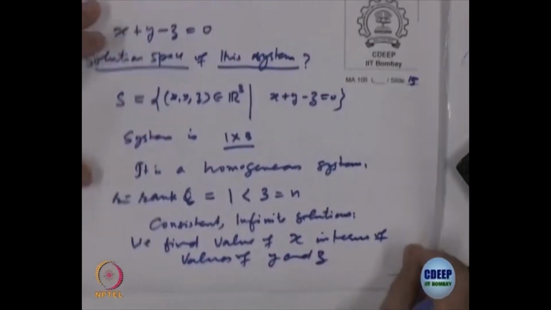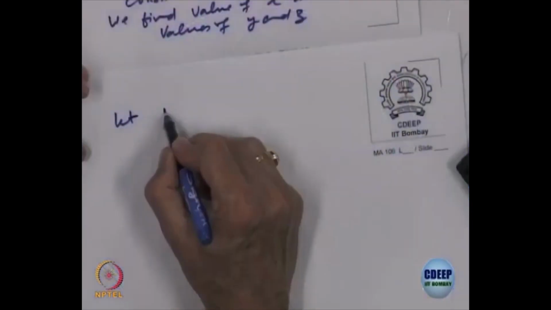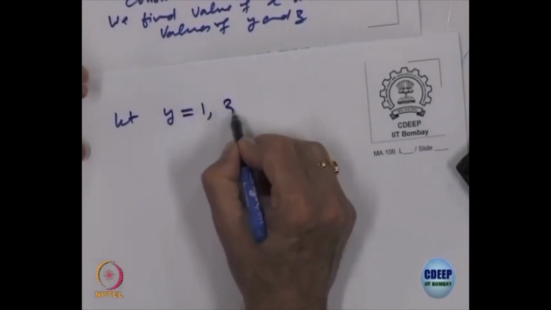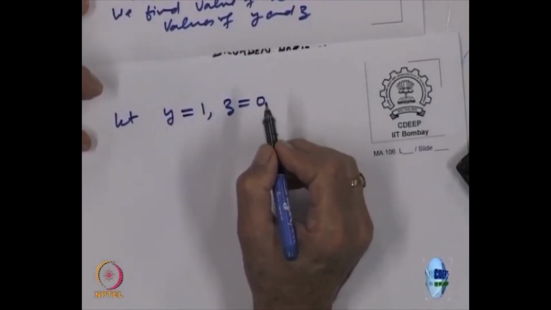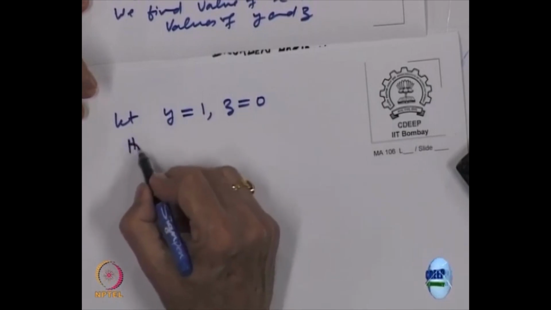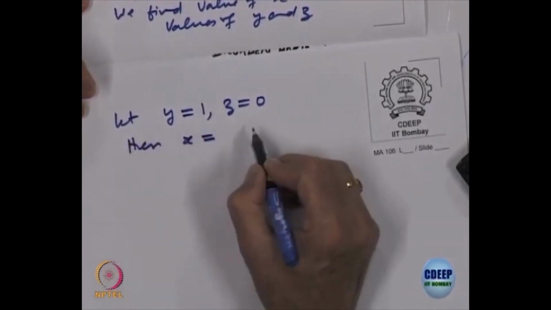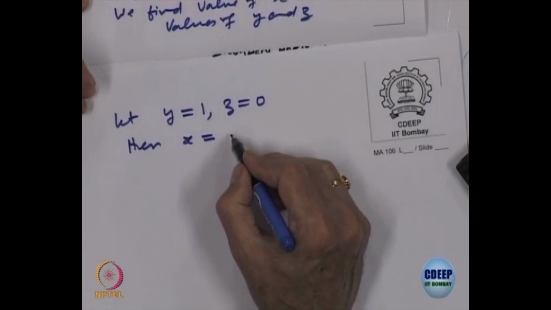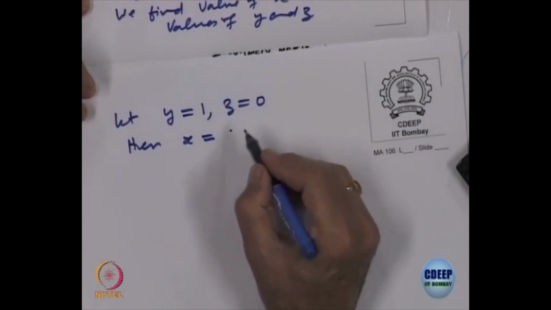So, let us do that. Let us put arbitrary values. Let y be equal to 1, z be equal to 0. Then what is x equal to? 1 minus 1.